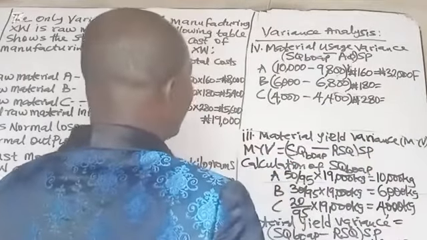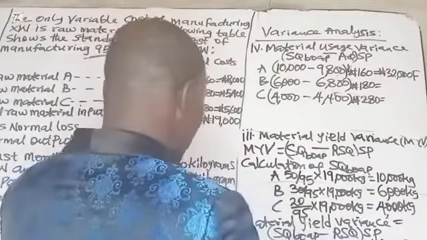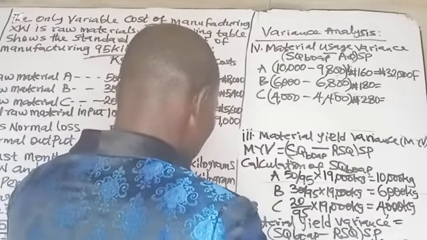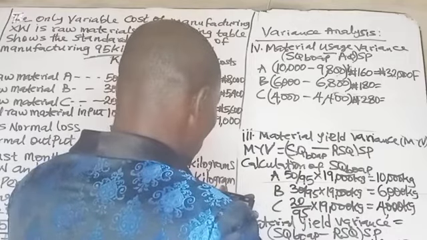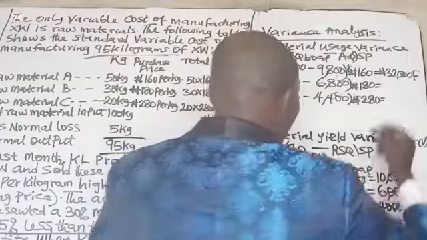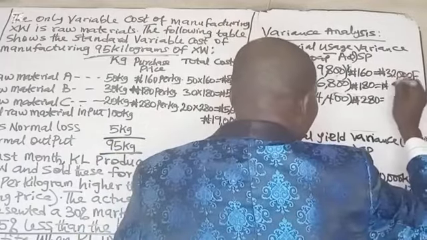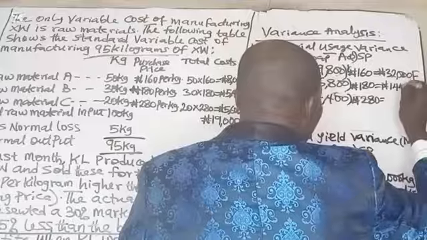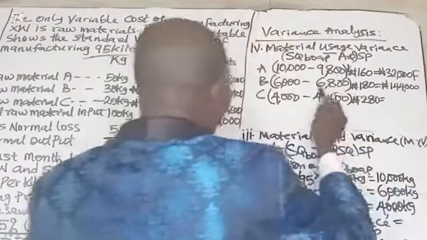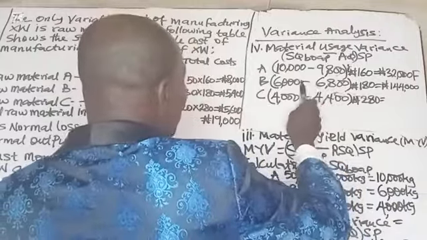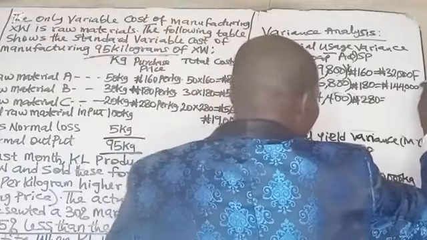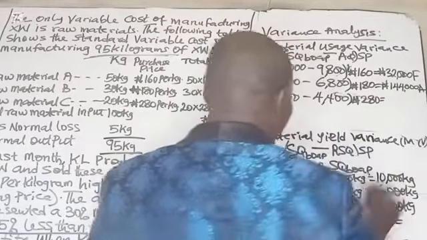For B, 6,000 minus 6,800, that would be 800. 800 times 180. That gives us 144,000. This is an adverse variance because what is used is more than what was planned. So it is an adverse variance.